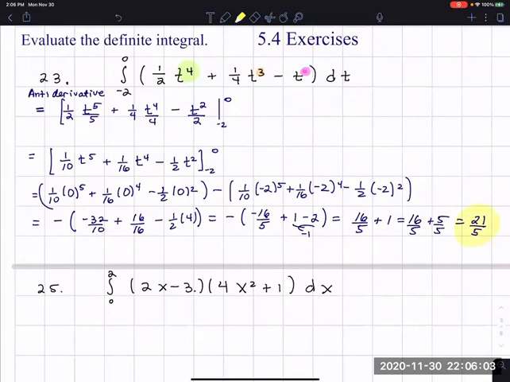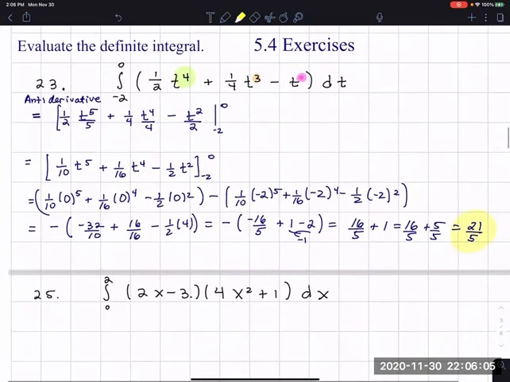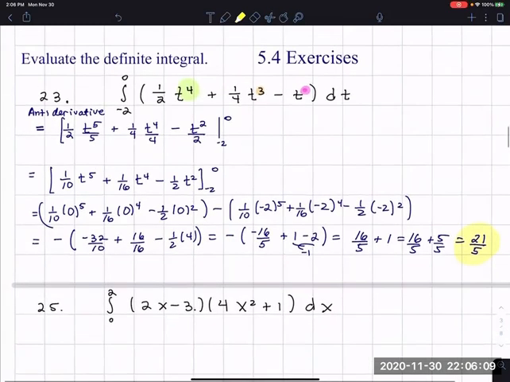All righty. I think we'll just limit it to that and stop the video there. There's the next one, 25, but we'll just do number 23.